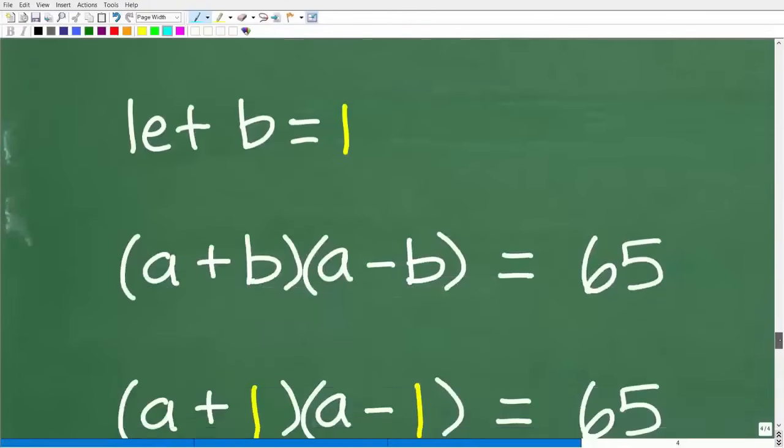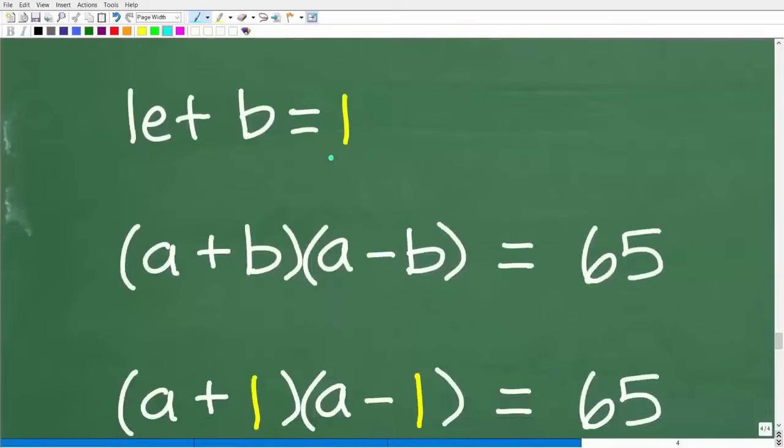And let's just let a number like 1 represent one of these variables. So let's let b equal to 1 because what we have here is a number plus another number. When we add these together and then we multiply by the difference of those same numbers, somehow we're going to end up with 65. And because we have an integer value, we could probably figure this thing out with integers. So let's just plug in a number and see what we get with the other number, because we're looking for two numbers, right? So let's let b equal to 1 and see where this takes us.